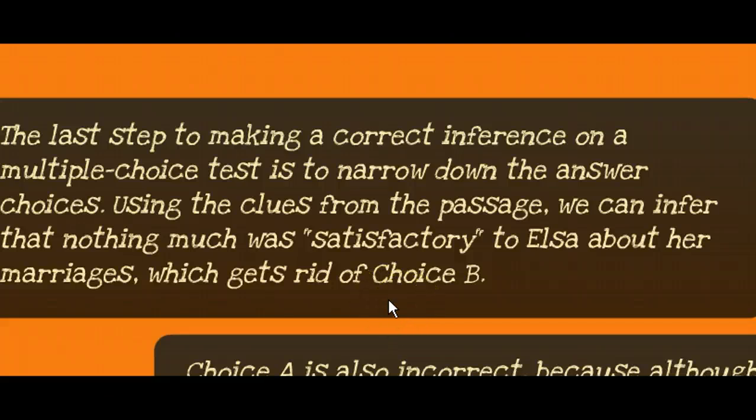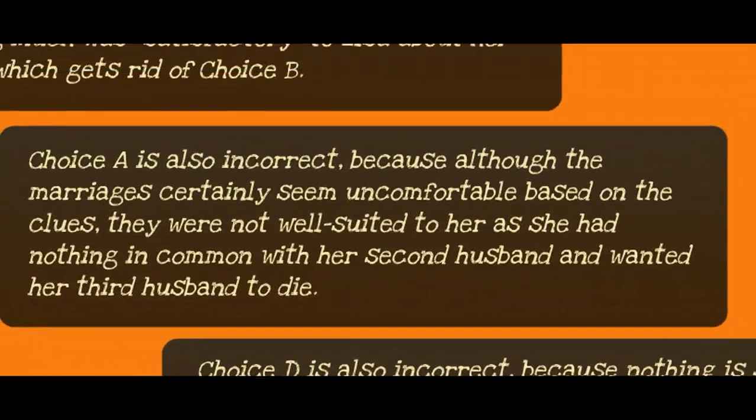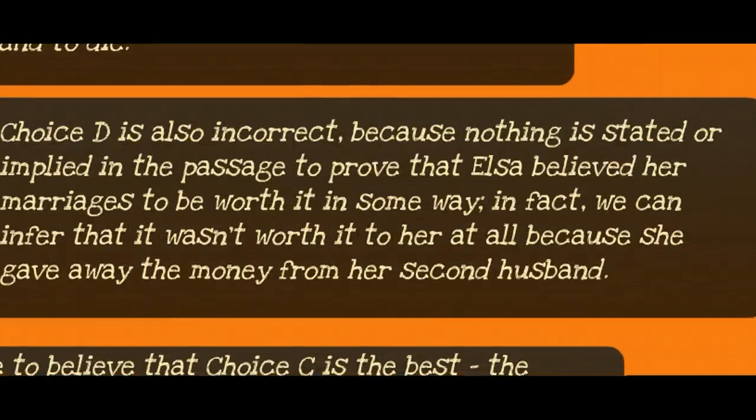Using the clues from the passage, we can infer that nothing much was satisfactory to Elsa about her marriages, which gets rid of choice B. Choice A is also incorrect because although the marriages certainly seem uncomfortable based on the clues, they were not well suited to her, as she had nothing in common with her second husband and wanted her third husband to die. Choice D is also incorrect because nothing is stated or implied in the passage to prove that Elsa believed her marriages to be worth it in some way.